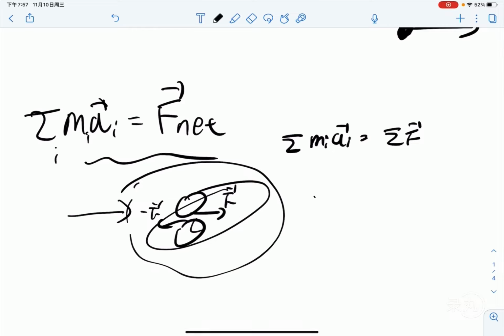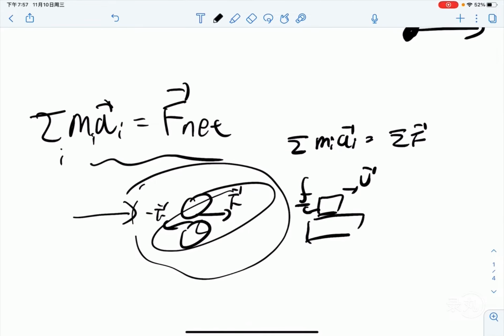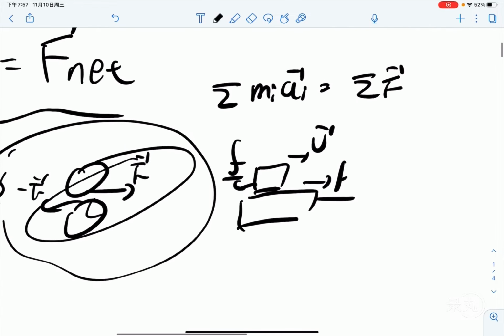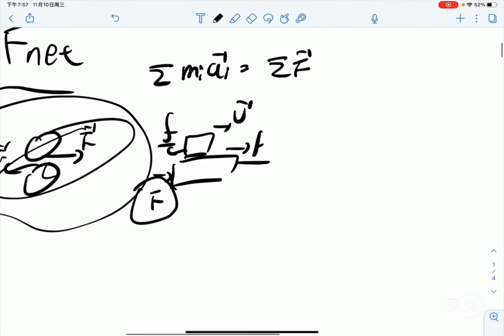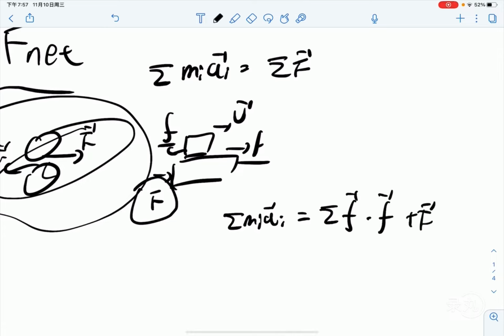So for example, if a block here is moving to the right, it will experience a friction force, and the block at the bottom will experience a friction force pointing to the right. Okay. And if we have an external force over here, Newton's second law is going to be written in the form m_i a_i is equal to the sum of all forces, which is F minus f plus f. You can see these two forces cancel each other out.